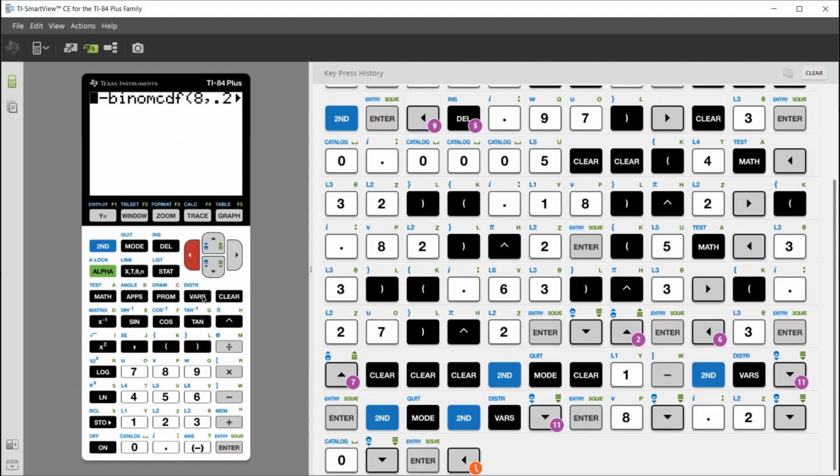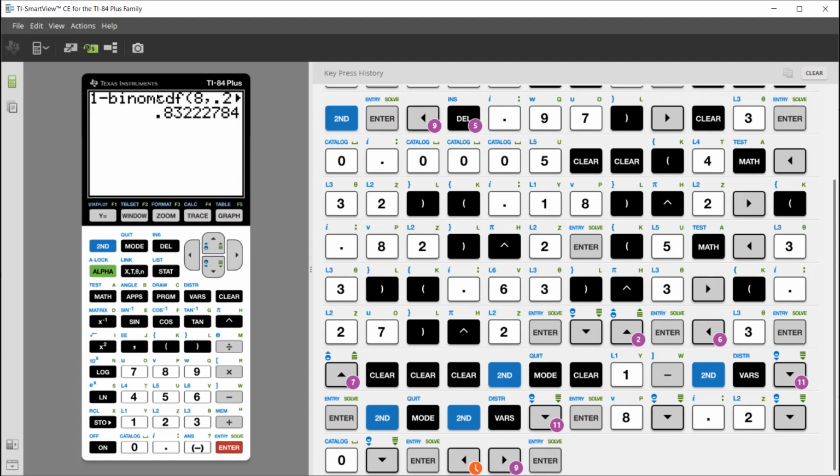1 minus binomial CDF 8, 0.2, and 0. And I'm getting 0.8322 when I do that. If you're using binomial CDF, the reason we're doing 1 minus here is we're starting from other than 0. If we were counting from 0 up to something, we could just use binomial CDF, because binomial CDF only knows how to count from 0, but we don't want to do that.